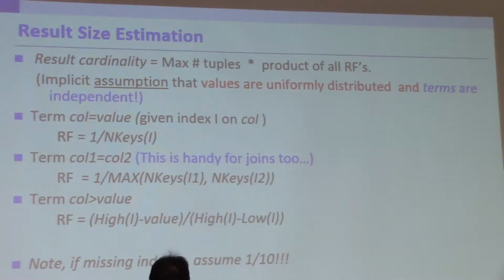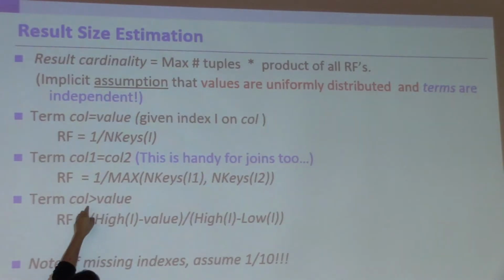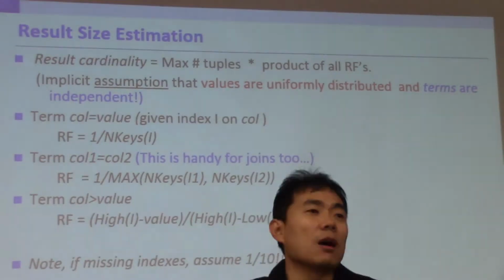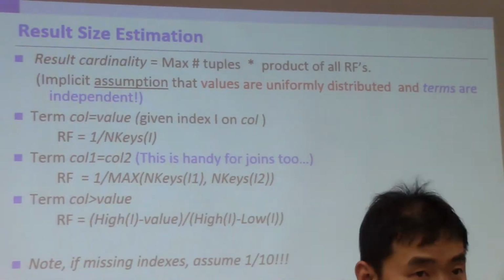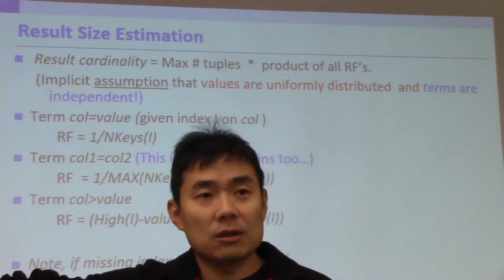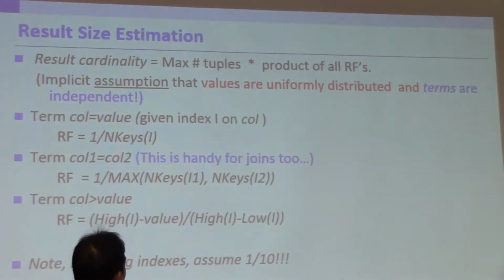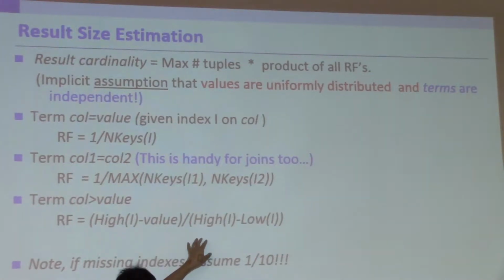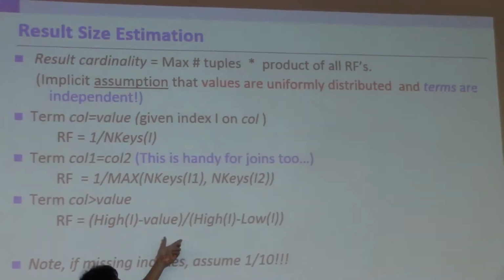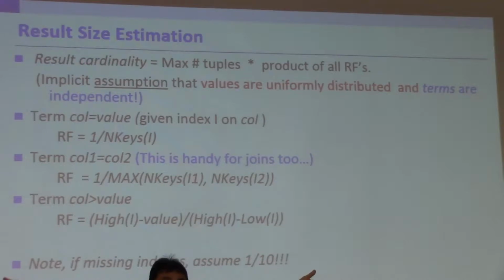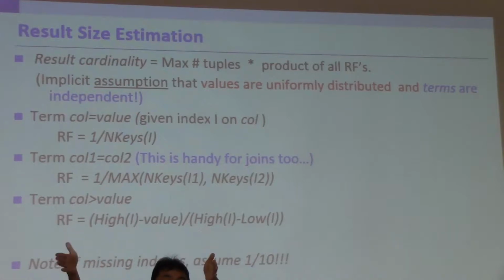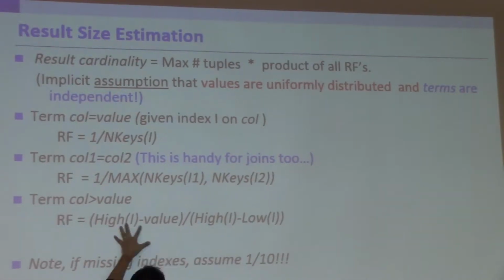Now, if you understand that, what about this one? Column greater than value. That's a range query, right? In other words, how many students are older than 20? Again, if you assume uniform distribution of age values, and you know the lowest and highest value on the age dimension, the selectivity becomes what? It simply becomes the width of the range you are selecting divided by the width of the entire range of your domain.